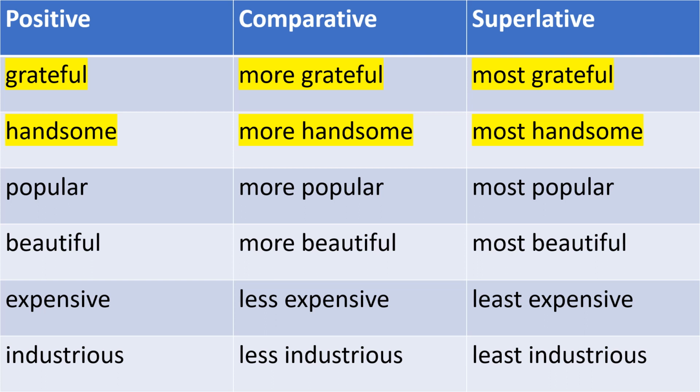Then we have popular, more popular, most popular, beautiful, more beautiful, most beautiful, expensive, less expensive, least expensive, industrious, less industrious, least industrious. These are adjectives with three syllables. We can use more or less in comparative, and most or least in superlative degree.